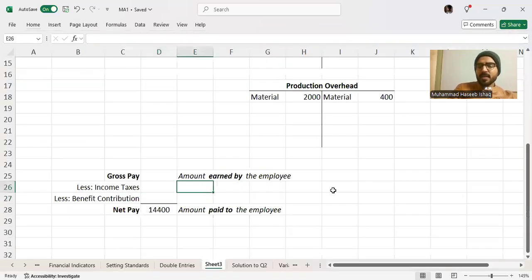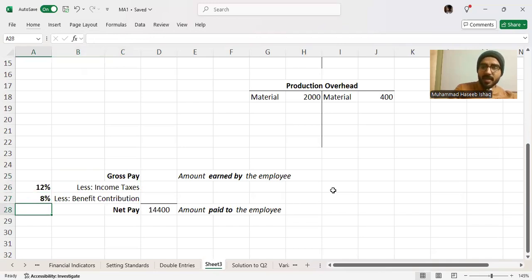It didn't tell us the amount of the gross pay. We have to calculate it ourselves. It has told us that 12% are income taxes and 8% are benefit contributions, right? So if income taxes are 12% and 8% is benefit contribution, then what percentage would be net pay of gross pay? You have to remember another thing: income tax is presented as a percentage of gross pay. So 12% of what? 12% of gross pay. Benefit contribution is 8%. 8% of what? 8% of gross pay, right?